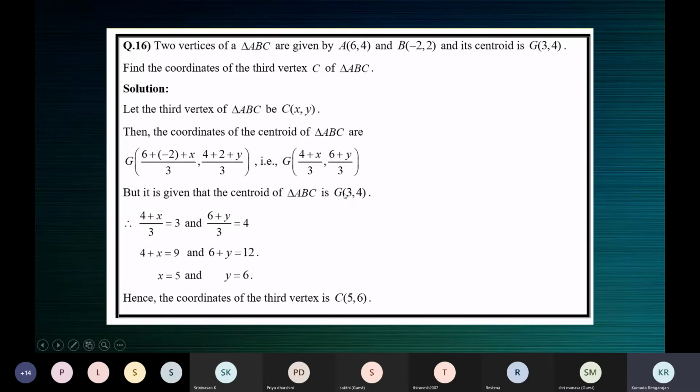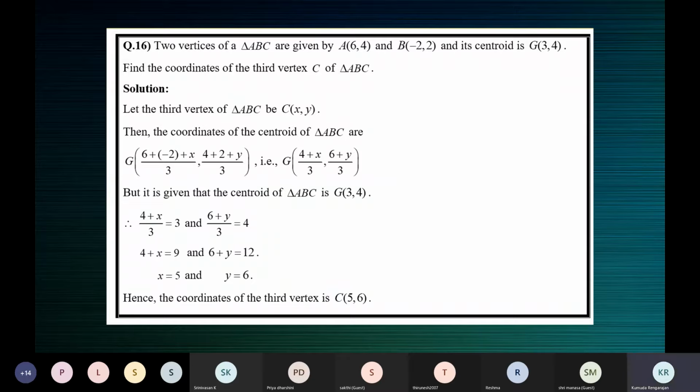So equating the x coordinate, this one should be equal to 3 and this should be equal to 4. On equating, you can find the values of x and y, and hence you can make the coordinate of C, 5, 6. Isn't that simple, children? Yes, ma'am.